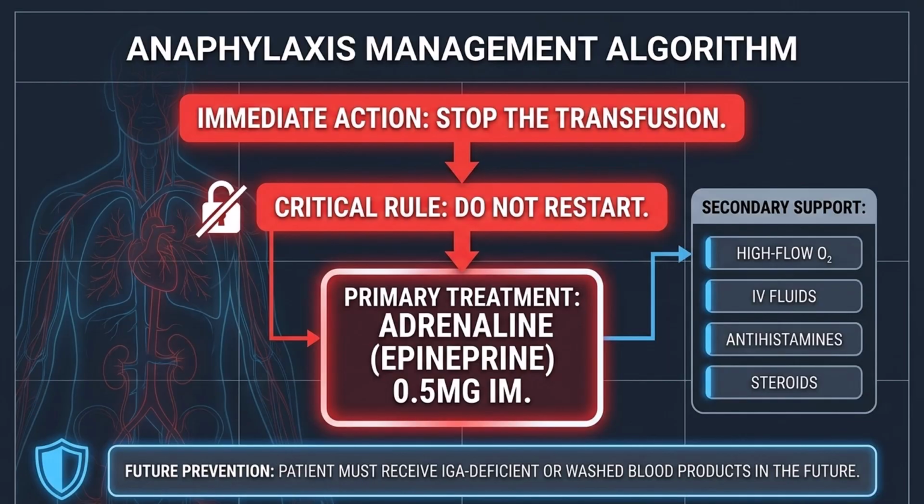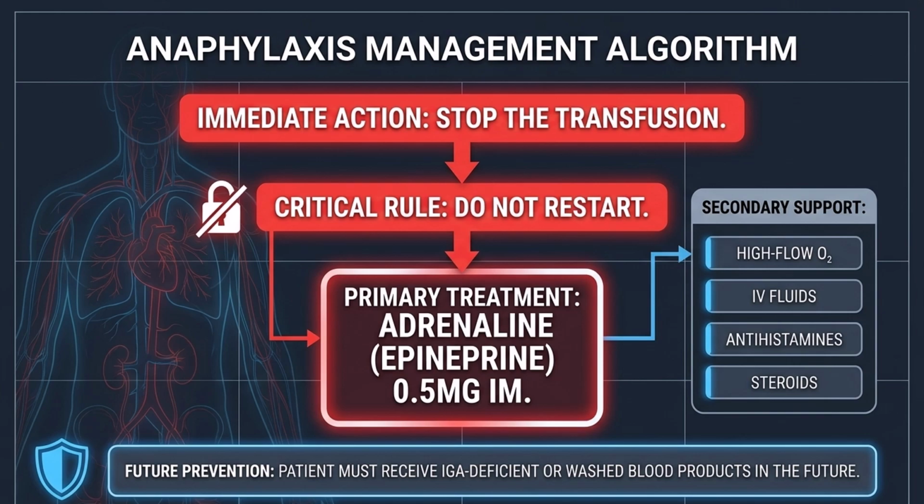Management slide for anaphylaxis. Step 1, stop the transfusion and keep the IV line open. Do not restart the transfusion. In a mild allergic reaction we may restart, but in anaphylaxis this is an absolute contraindication. Step 3, the primary treatment is adrenaline. Why? Because alpha 1 adrenergic effects reverse the vasodilation and angioedema, whereas the beta 2 effect bronchodilates and beta 1 increases the cardiac output. So give it IM. Secondary support includes high flow oxygen, IV fluids, antihistamines, and steroids.